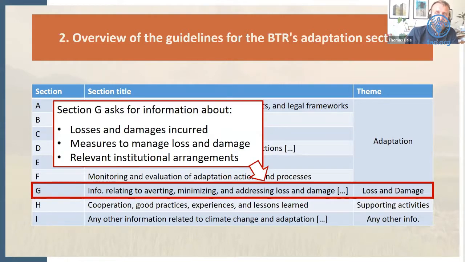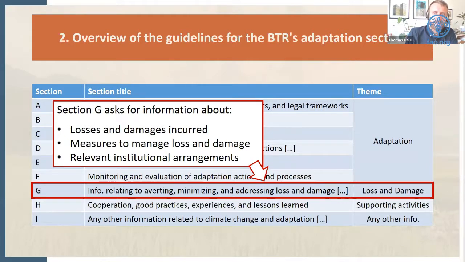Alongside the guidelines for reporting on adaptation, Section G provides countries with an opportunity to report on loss and damage within their BTRs. Now, the guidelines for reporting on loss and damage are relatively novel under the UNFCCC. This is the only instrument which actually has guidelines on doing this, but they're nowhere near as detailed or comprehensive as those provided for adaptation.